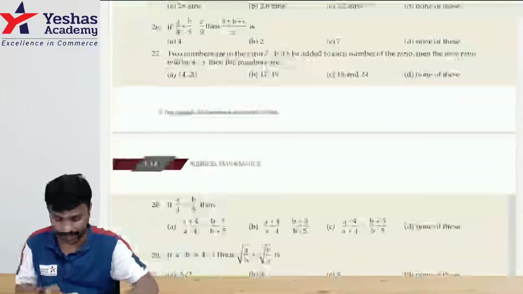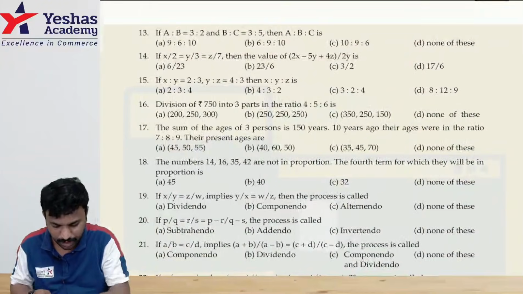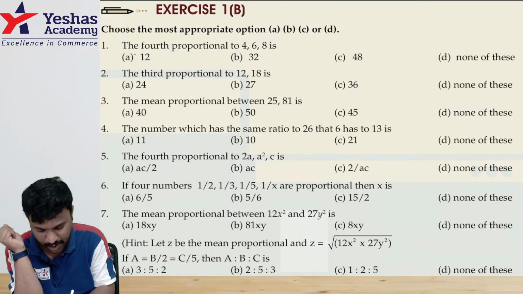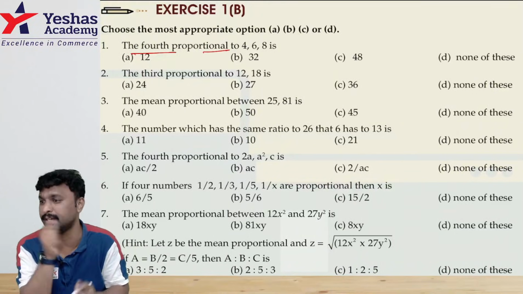Let us now move on to exercise 1B as well. Yes, 1B is based on the proportion. So let us see the first question. The fourth proportional to 4:6:8.